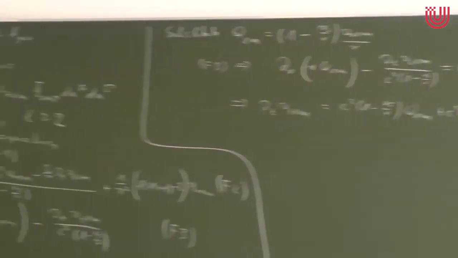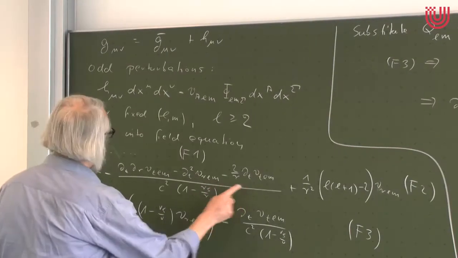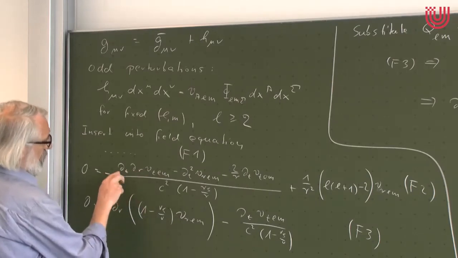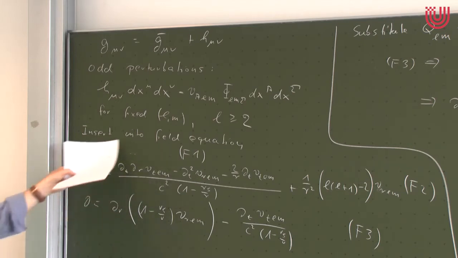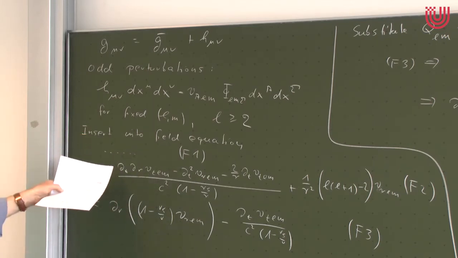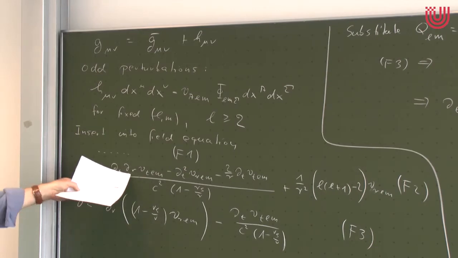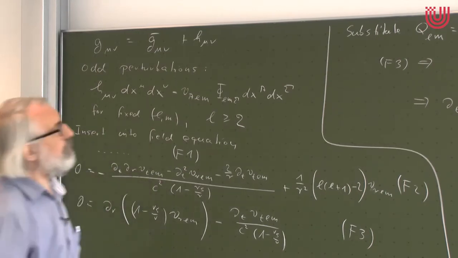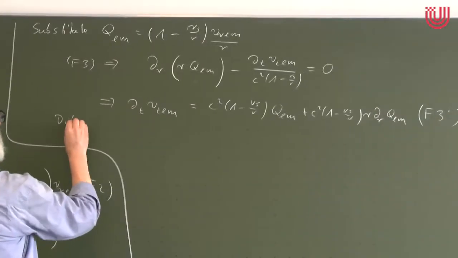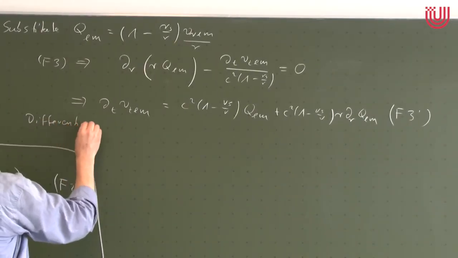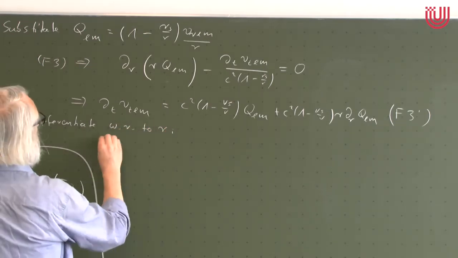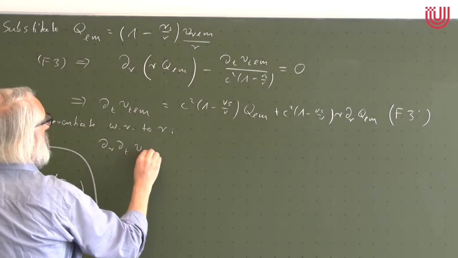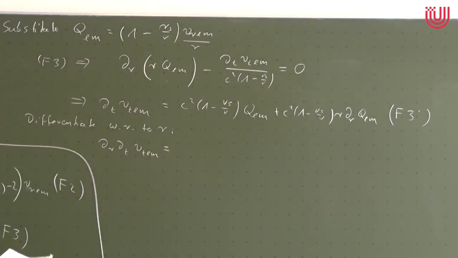In F2, I have the first derivative, and I also have the second derivative, the mixed derivative, dt with the dr. So I also have to get rid of this term. I get it if I differentiate the equation which I've just derived with respect to r. Then I get dr dt V_tlm. Now I have to see how I combine this in a clever way.